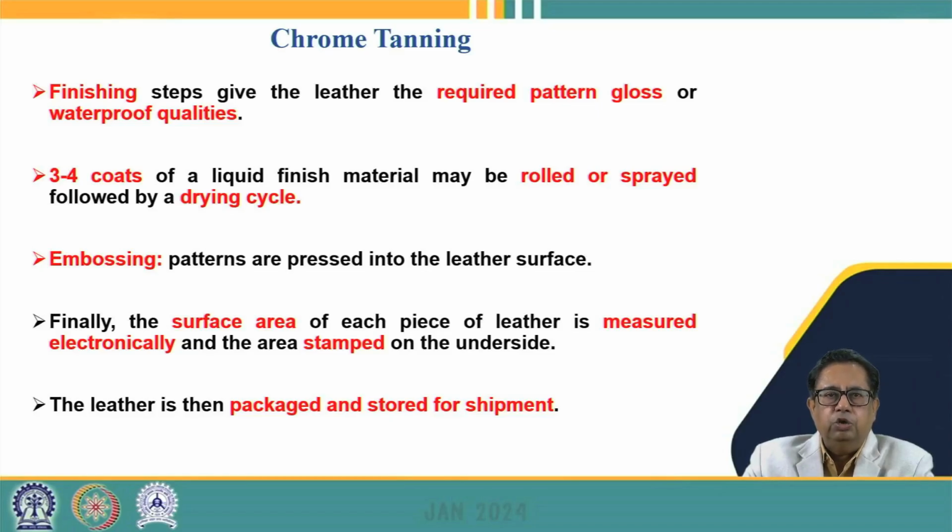After that we may also go for making some patterns. We can have the embossing done on the leather, which is now totally prepared, so that we can have the hallmarks, the industrial marks, or other information embossed on the surface of the leather. So this comes under the finishing process. And finally the area of each of these leathers is measured electronically and then it may be stamped on the underside, which means that the leather is now finished and it may be packed and stored for further shipment.